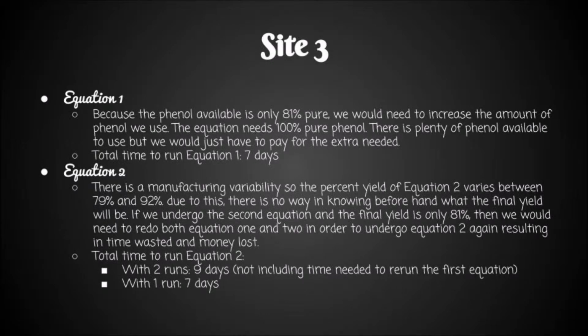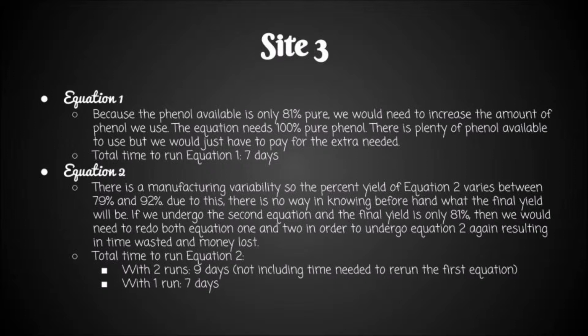Site 3, Equation 1. Because the phenol available is only 81% pure, we will need to increase the amount of phenol we use. The equation needs 100% pure phenol. There is plenty of phenol available to use, but we would just have to pay for the extra needed. Total time to run Equation 1 is 7 days.